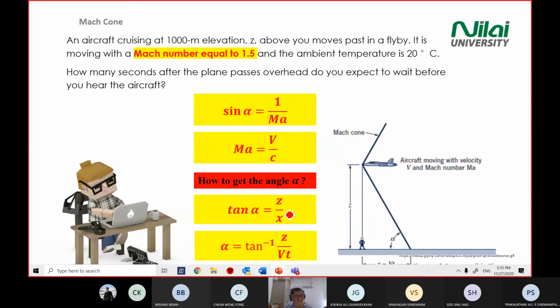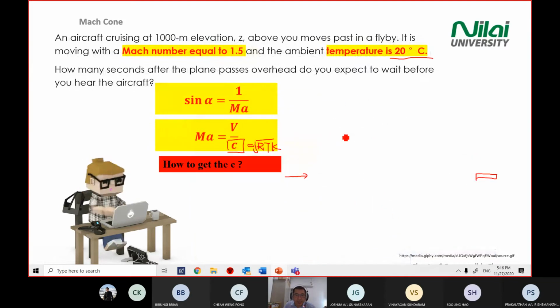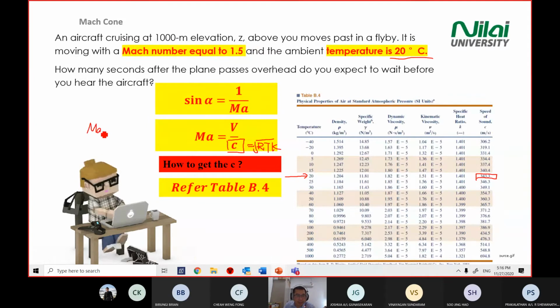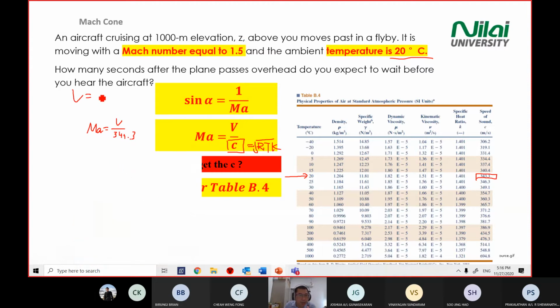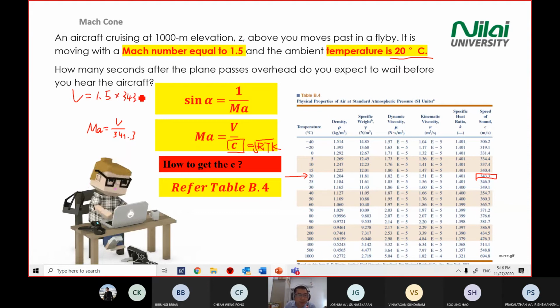Okay, let me do it more properly here. We have equation 1 and 2. Then from tangent, you have Z, you have V you need to find, T you need to find. So from here you have Mach number equal to V divided by C. The angle we don't need to find actually. C from here is 343.3. Mach number is given, so your velocity equal to 1.5 times 343.3. Your velocity you can find, right? Yeah, 514.95.